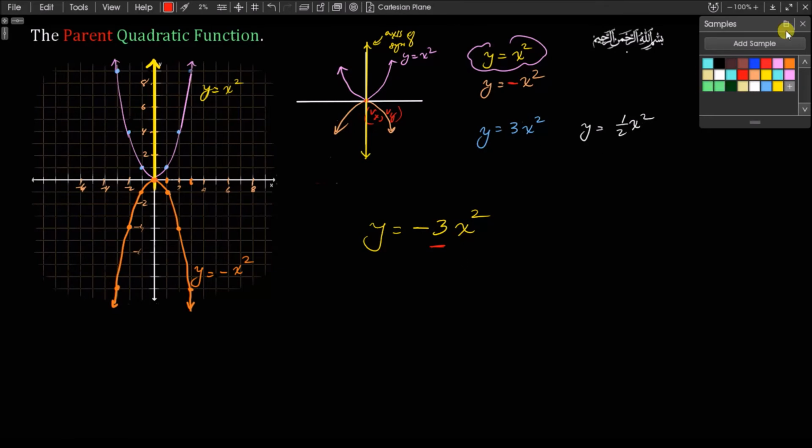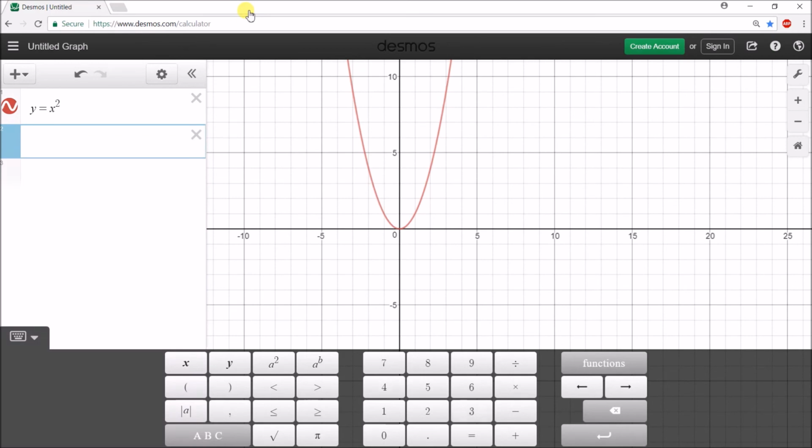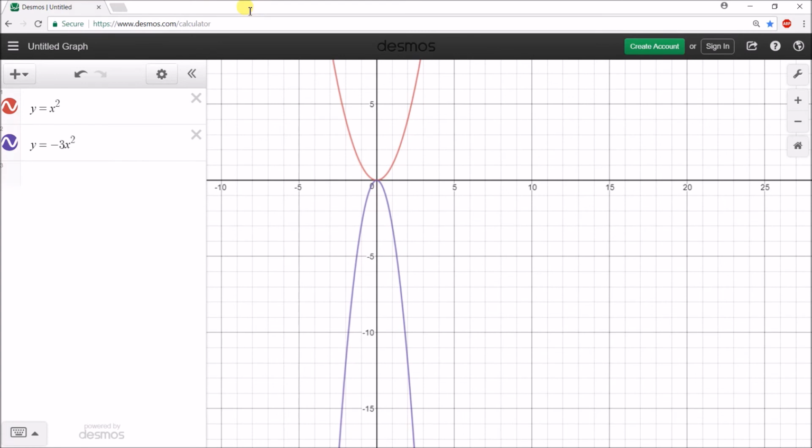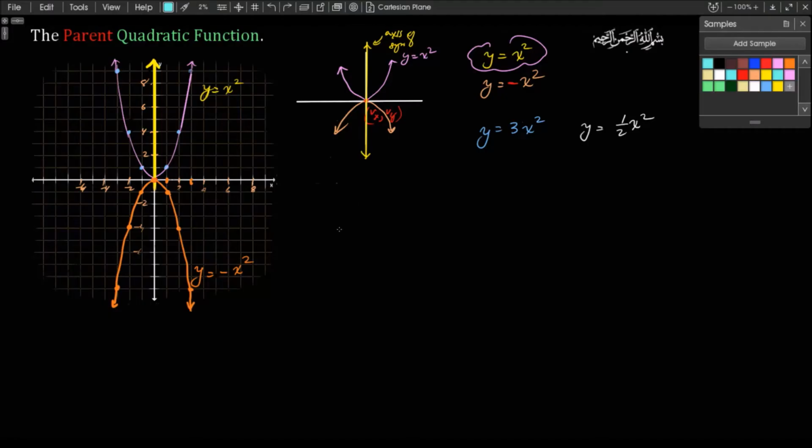So let's see. So there's our parent function. And now we're going to do minus 3x squared. There we have it. See, it is skinnier because it's going down faster, so to speak. And it's flipped upside down. Got it? Okay. Okay, I got one more for you here.